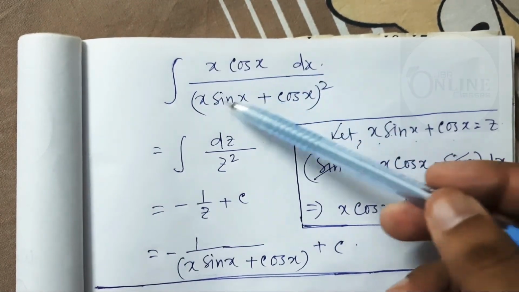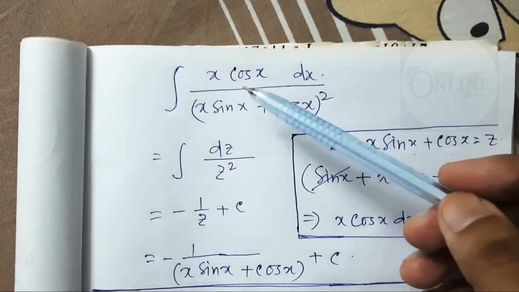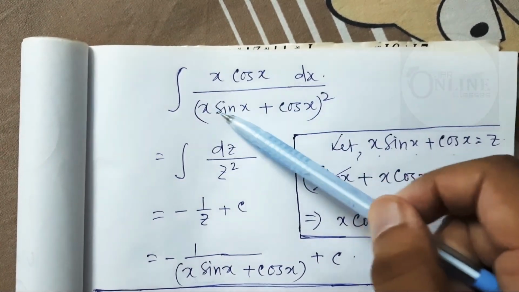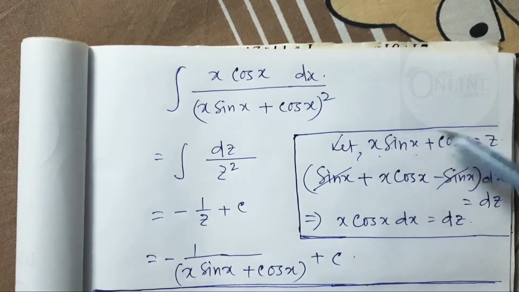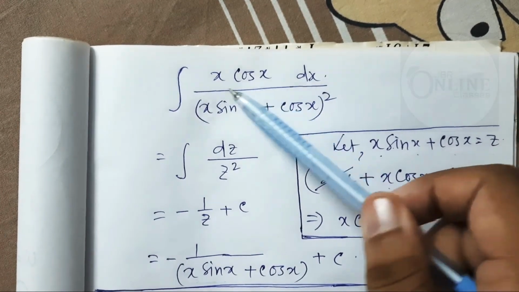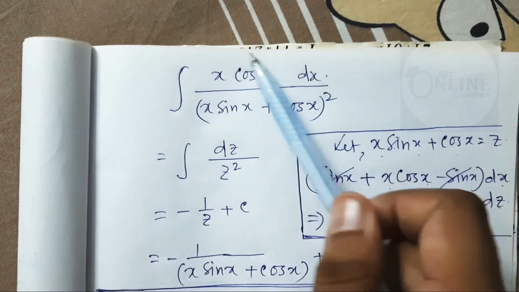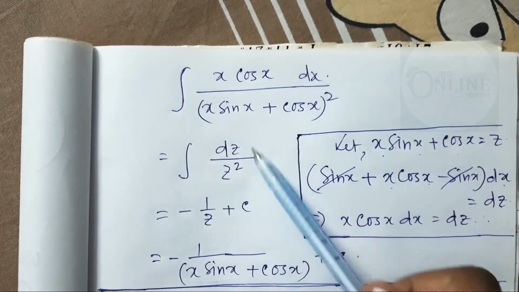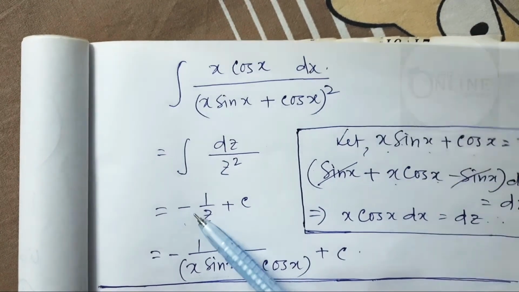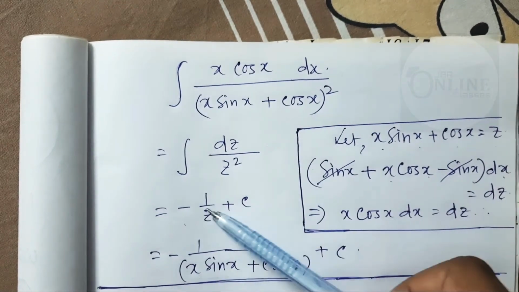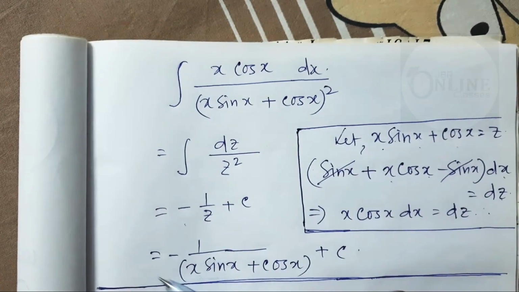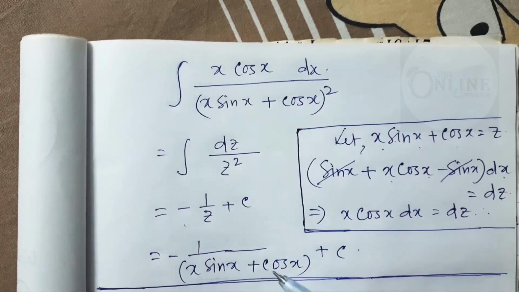This integration is a very small integration. Here you just need to apply the substitution method of integration. Here I am substituting the denominator, actually the term inside the bracket, by z, and if you just differentiate it, it is going to be x cos x dx equal to dz. So which is already present in the numerator. So this whole big integration will be a very smaller integration, which is dz by z square, and if you just apply the formula, it is going to be minus 1 by z, and you just substitute the value of z again. So the integration is minus 1 by x sin x plus cos x.